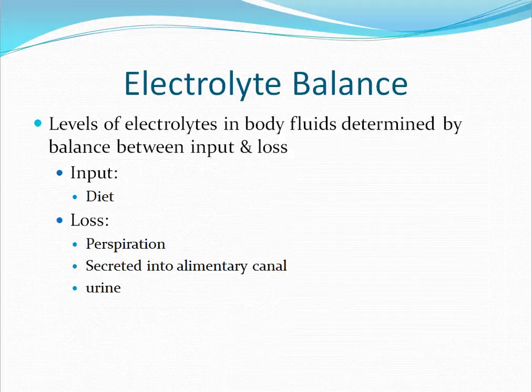Electrolytes also need to be balanced. The levels of electrolytes in our body's fluids are determined by the balance between inputs and losses, the same as water. The main way we acquire electrolytes is through our diet. We lose electrolytes through perspiration. They are also secreted into the alimentary canal, and they are secreted into the urine.